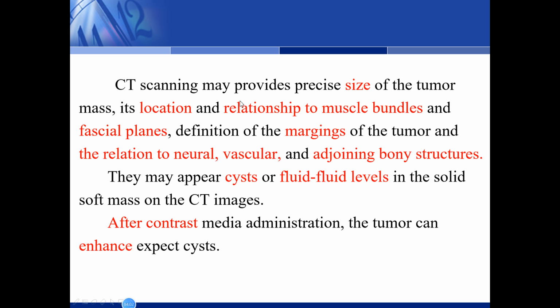The CT scanning may provide precise signs of the tumor mass, its location and relationship to muscle bundles and fascial planes, definition of the margins of the tumor, and the relation to neural, vascular, and adjoining bony structures. Cysts or fluid-fluid levels may appear in the solid soft mass on the CT images. After contrast medium administration, the tumor can enhance its septa.